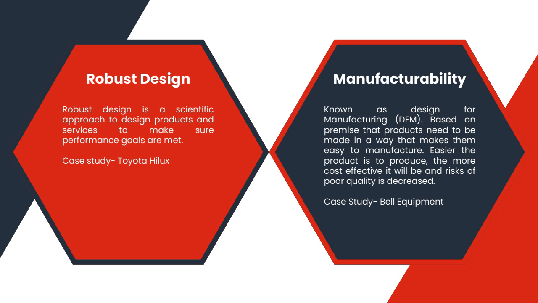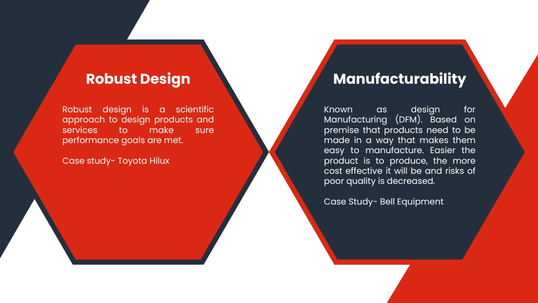So manufacturability is also known as DFM, which is design for manufacturing. It's basically based on the premise that the product is made so that it is very easy to manufacture again. The easier the product is to produce, the more cost effective it is, and the risk of poor quality is decreased. So it's an easily manufacturable product, and it can be redesigned and remanufactured quite easily. So a manufactured product can be manufactured again.